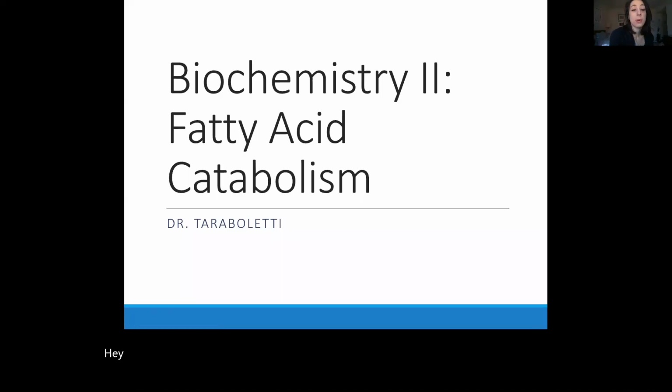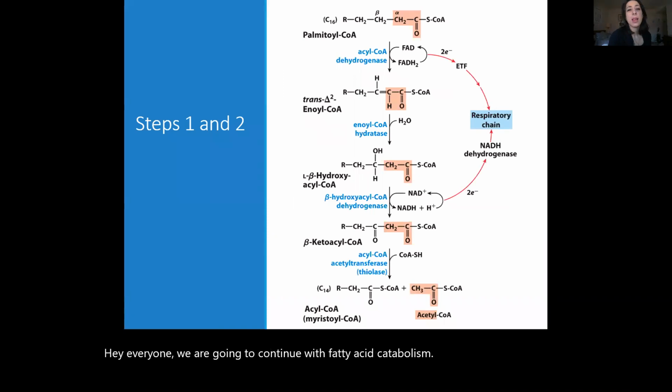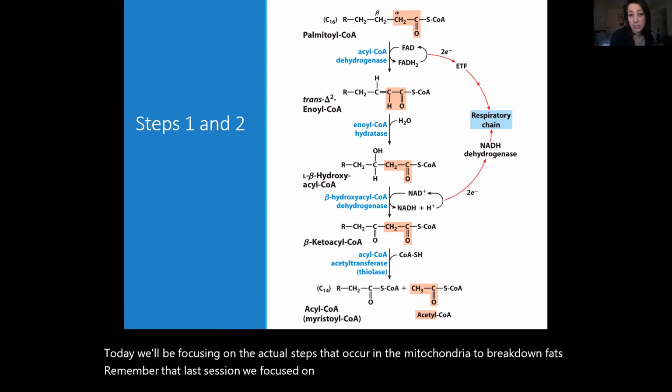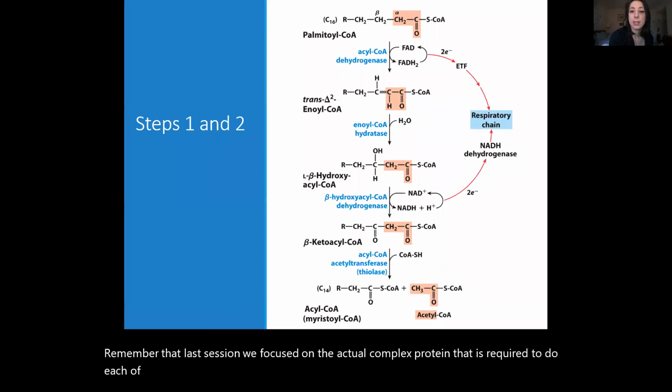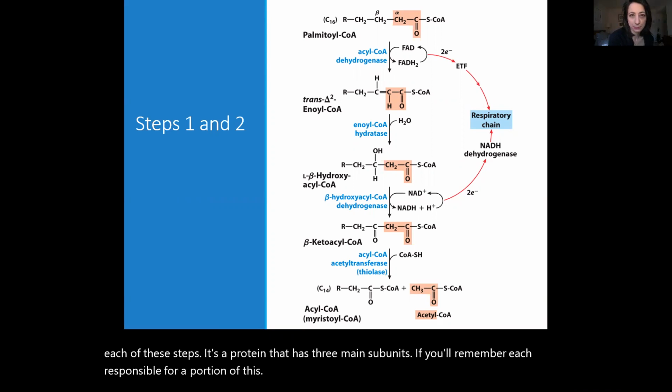Hey everyone, we are going to continue with fatty acid catabolism. Today we'll be focusing on the actual steps that occur in the mitochondria to break down fats. Remember that last session we focused on the actual complex protein that is required to do each of these steps. It's a protein that has three main subunits, if you'll remember, each responsible for a portion of this actual process.